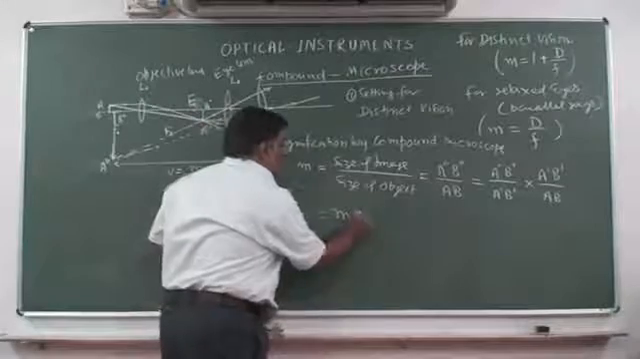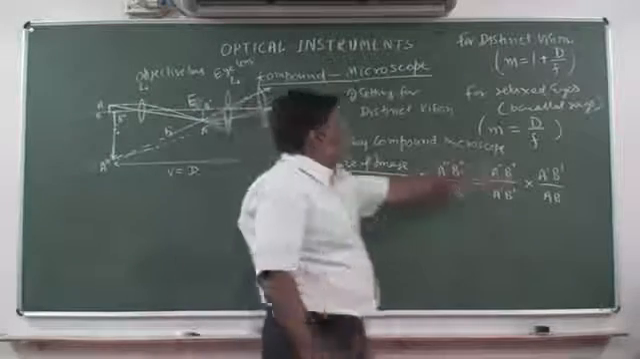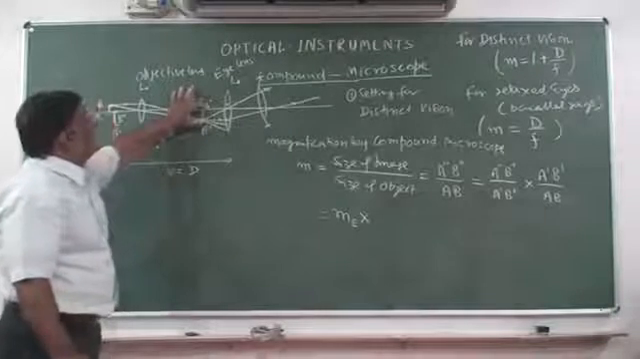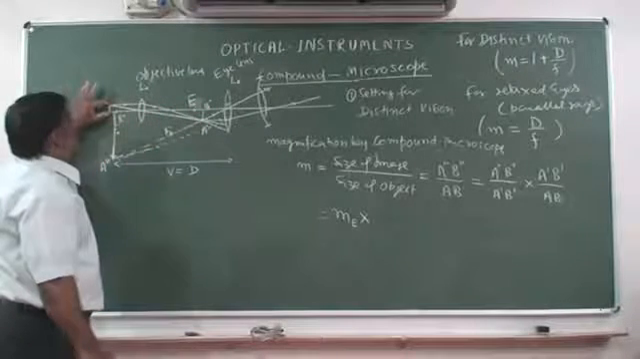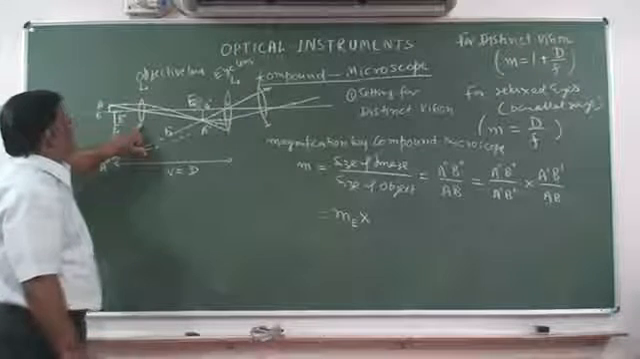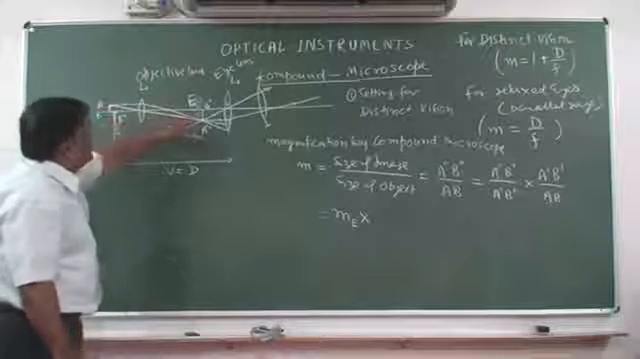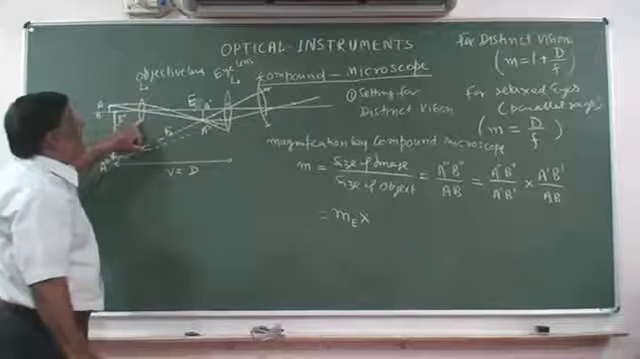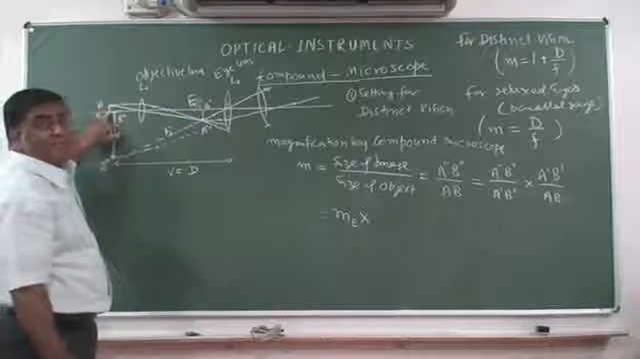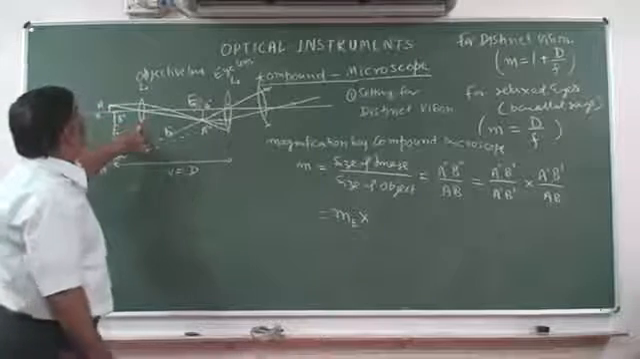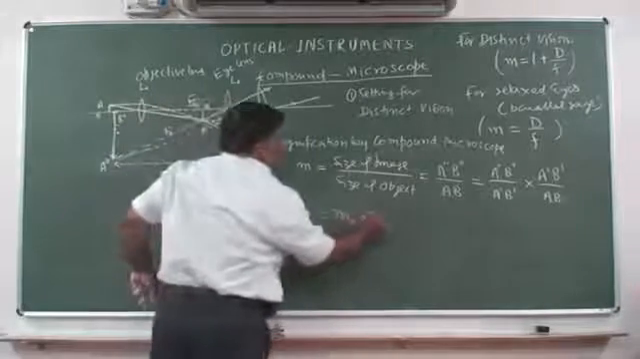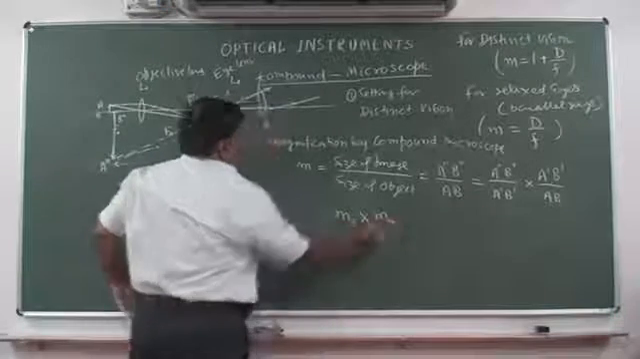And this is to be multiplied by a dash b dash upon ab. A dash b dash is size of image, ab is size of object for which lens? For this lens. For this lens this is the object, this is the image, so what is the magnification? a dash b dash upon ab. This is its magnification, and this is what? Objective lens. So this is magnification by objective lens.